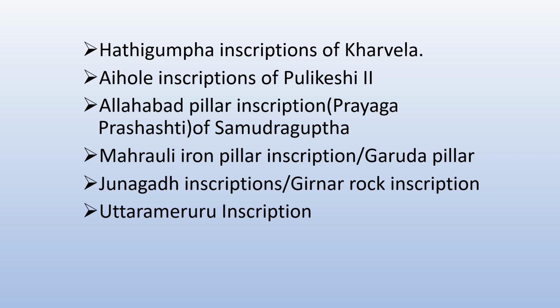Third one, Allahabad pillar inscription. The Allahabad pillar inscription, also known as Prayaga Prashasti, is one of the important epigraphic sources for the study of the political history of the imperial Guptas. This inscription is attributed to the Gupta emperor Samudragupta. It was composed by Samudragupta's court poet Harisena. It suggests that he defeated several kings of North India and annexed their territories to his empire.